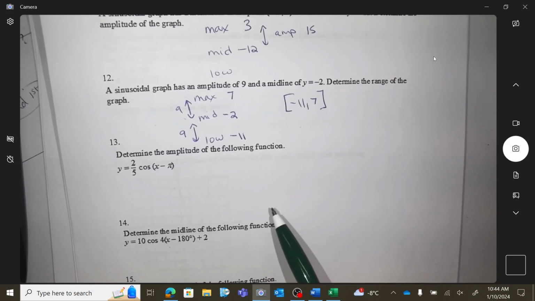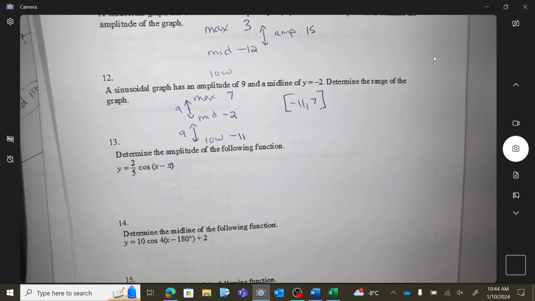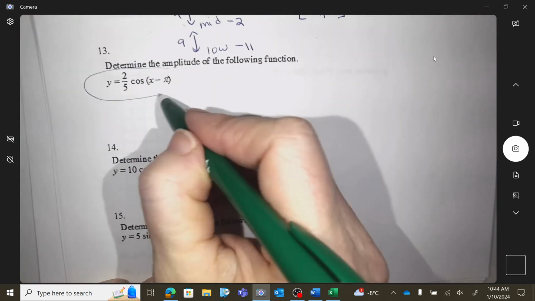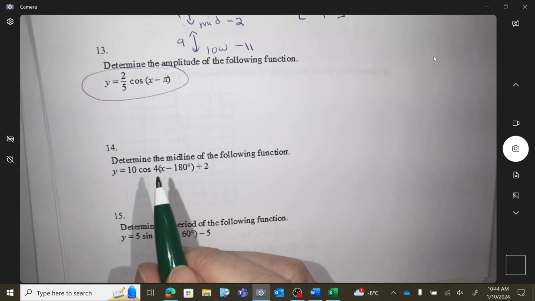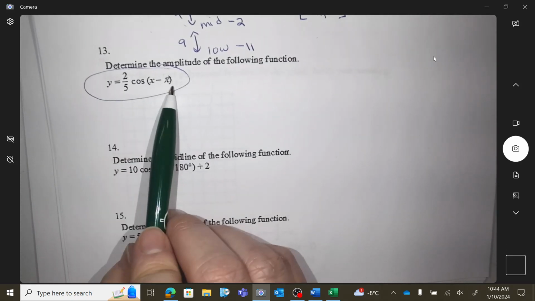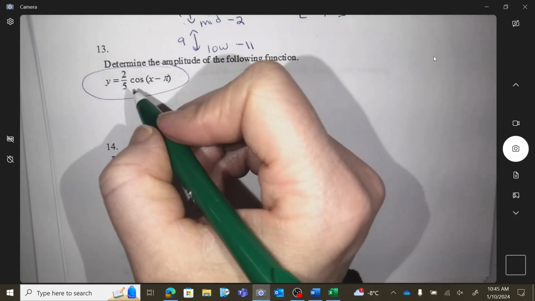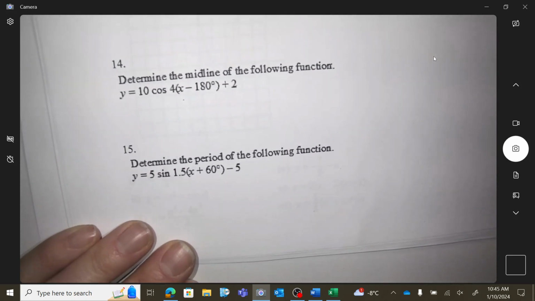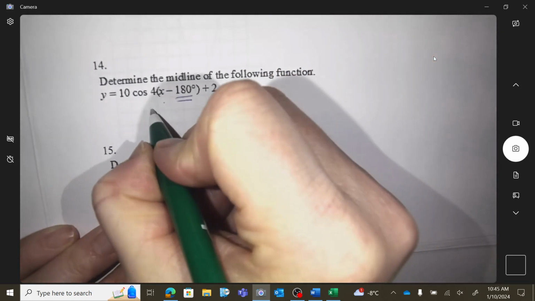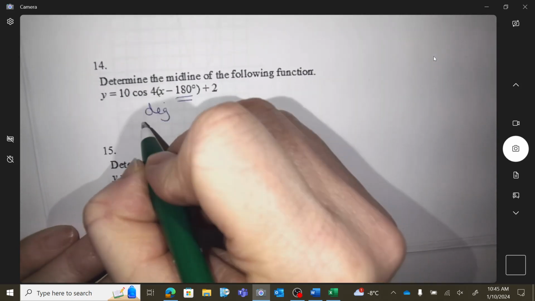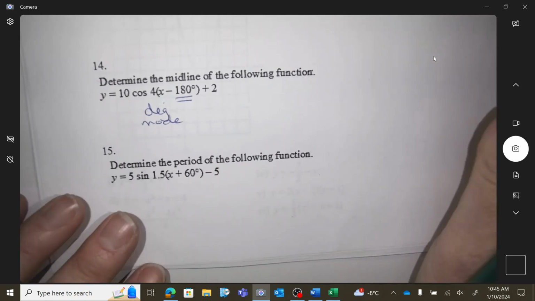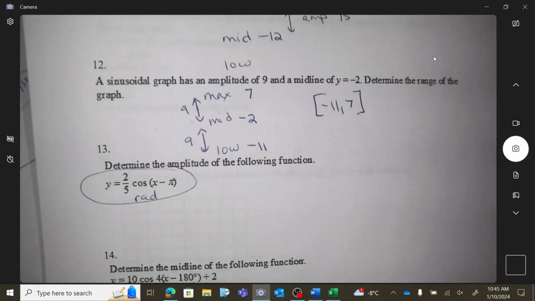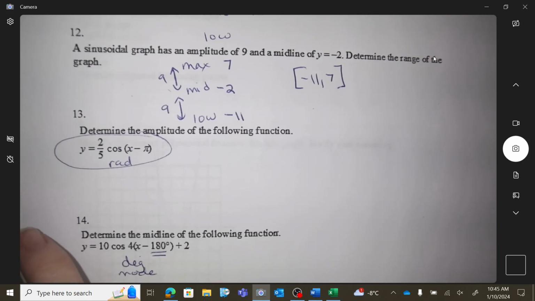Okay, so let's practice some graphing this. When I see this and I need to graph it, would anybody tell me what mode you should be in when you see this? This would be radians. What if you saw number 14? This one you would want to be in degree mode there. So let's practice some graphing, just to make sure that you kind of know what you're doing when you graph.